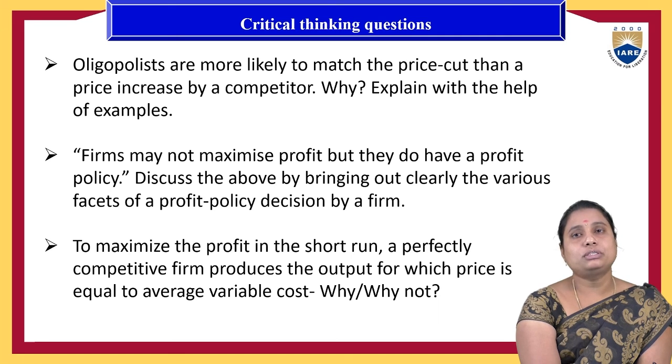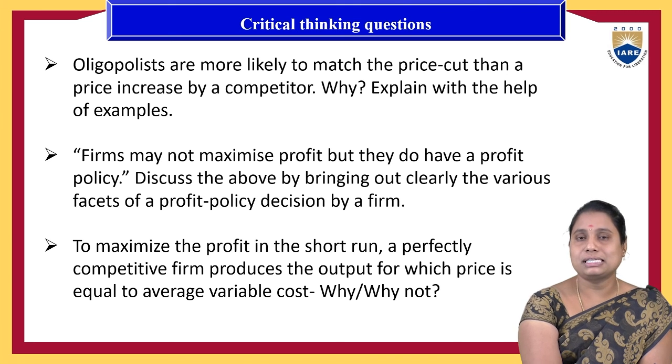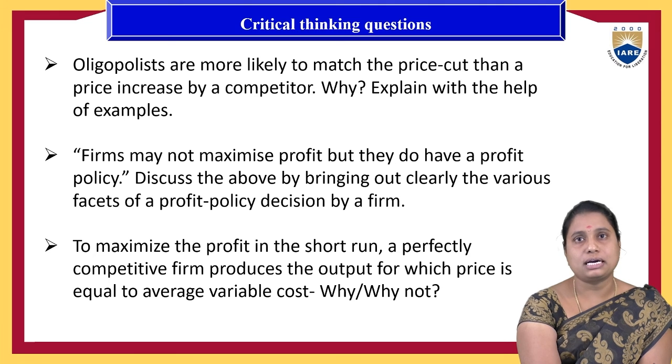And firms may not maximize profits, but they do have a profit policy. Discuss the above by bringing out clearly the various phases of the profit policy decisions of a firm. They may ask you to explain that. And to maximize profits in the short run, a perfectly competitive firm produces the output for which price is equal to average variable cost. Why, or why not? Whether it is yes or no, we need to justify our answers.